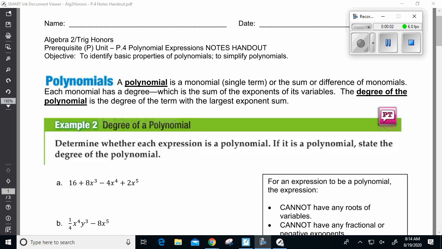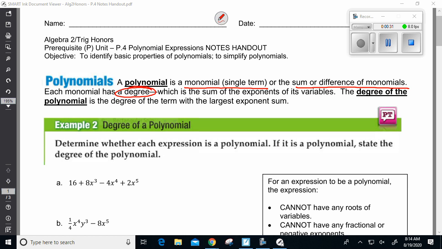Alright, so section P4 focuses on polynomials. So we've been seemingly building up to this point. A polynomial is either a single term or the sum or difference of monomials. A monomial is a single term. Each monomial has a degree, which is the sum of the exponents of its variables.